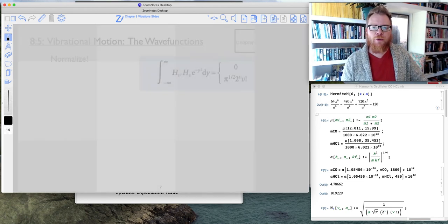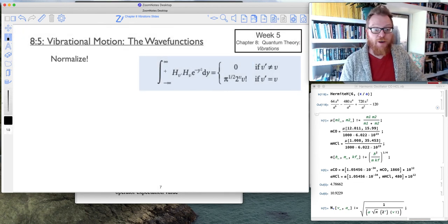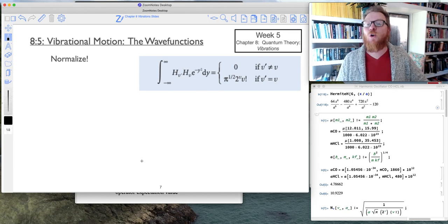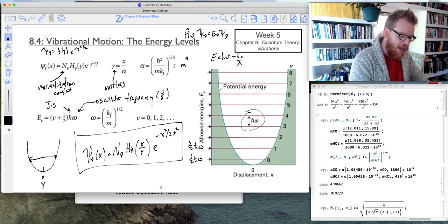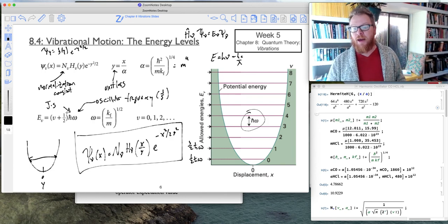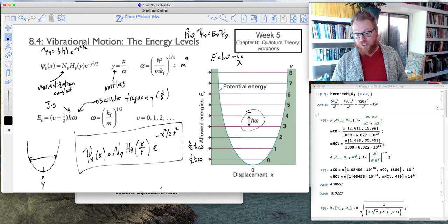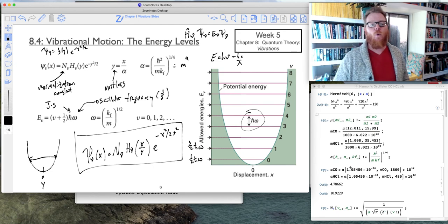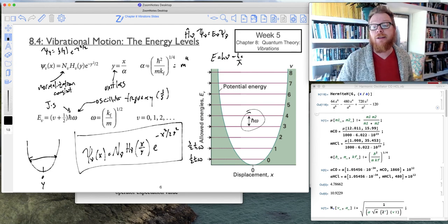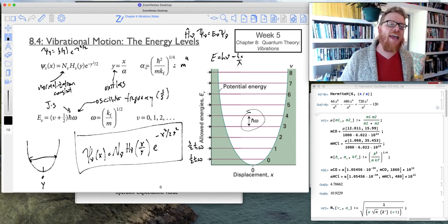So I've been talking for about 36 minutes, so I'll cut it off here. Coming up next, we're going to normalize this wave function and actually find out the normalization constant. As you can also see from my Mathematica file, I've got calculations of alpha here, where I'm going to show you what happens when we apply real numbers into this whole alpha thing and how it sets our scale for displacement.